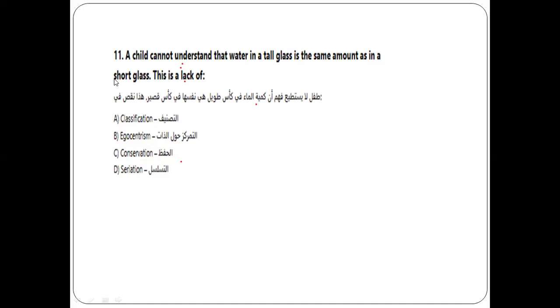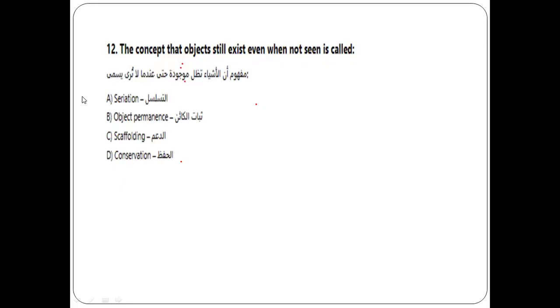Then we'll go for the concept that an object still exists, right? For sure, this is object permanence, Jean Piaget, 6 to 9 months. Ages are important, right? This is part of the sensorimotor stage.